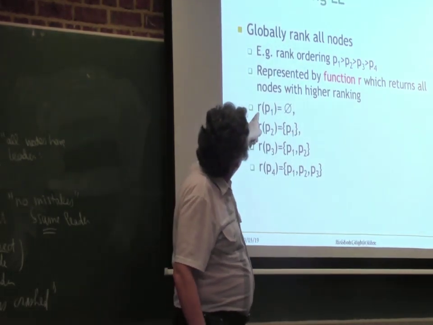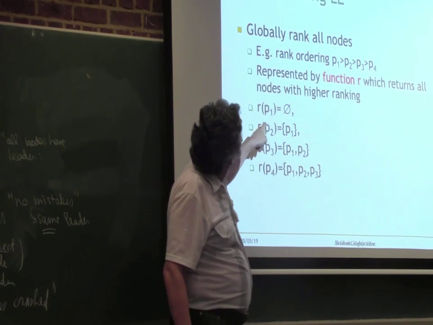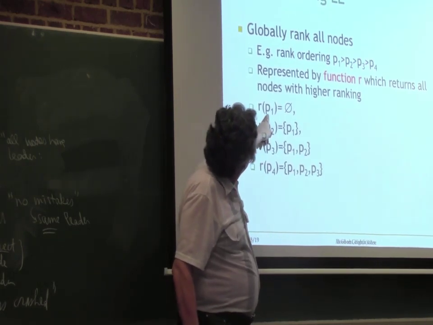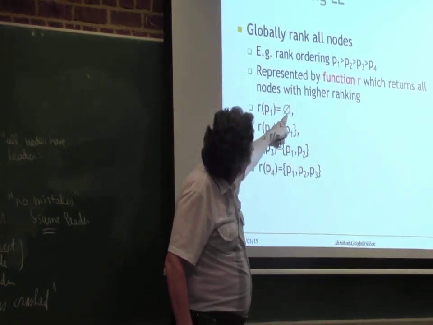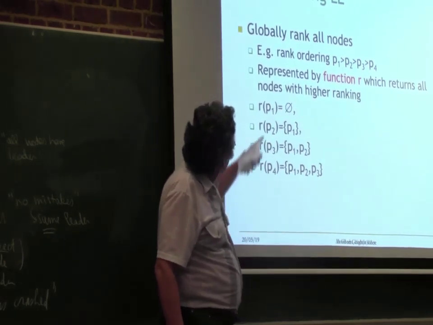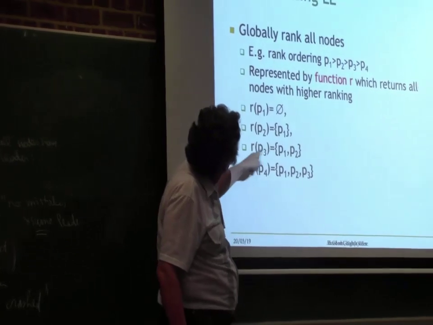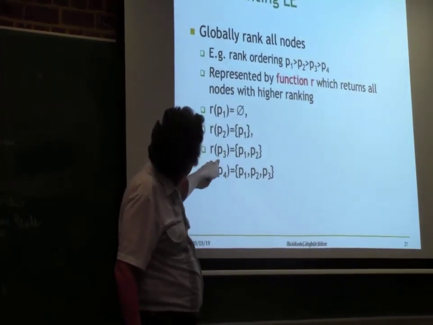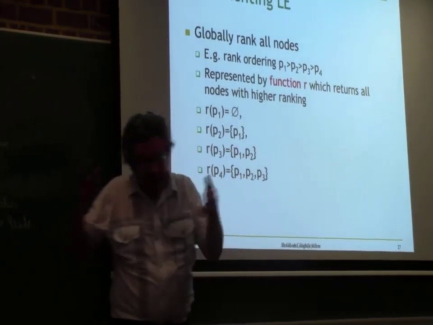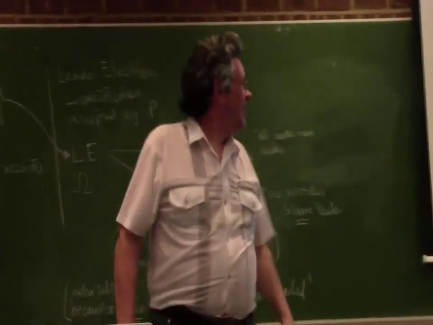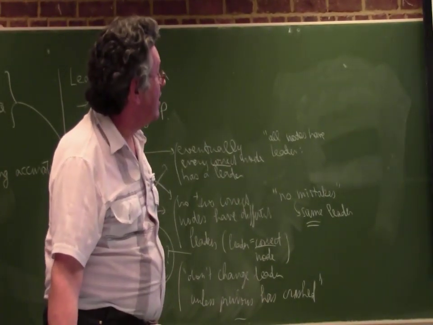It returns the rank for the highest ranking node, which is the empty set. There's nobody higher. So this would be Queen Elizabeth. The rank for Prince Charles would be Queen Elizabeth, and so on. The rank for Prince William would be Elizabeth and Charles. If you want to do that royal family thing. So with that, the code is very easy.